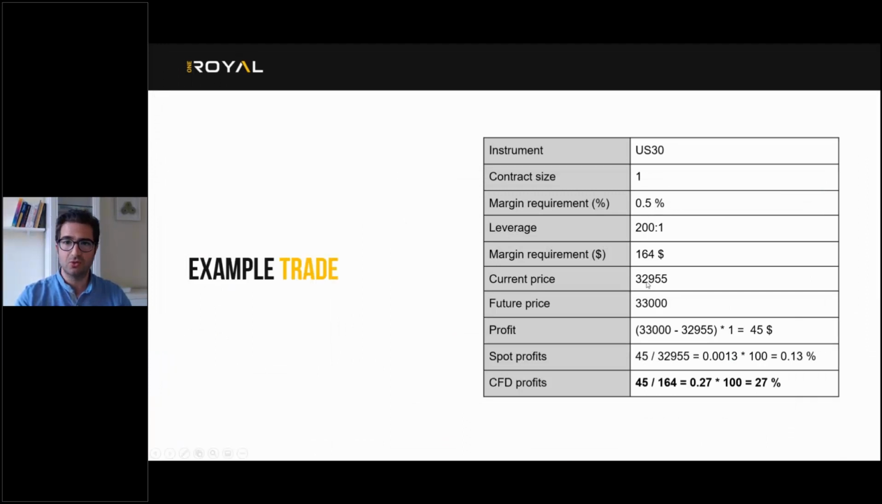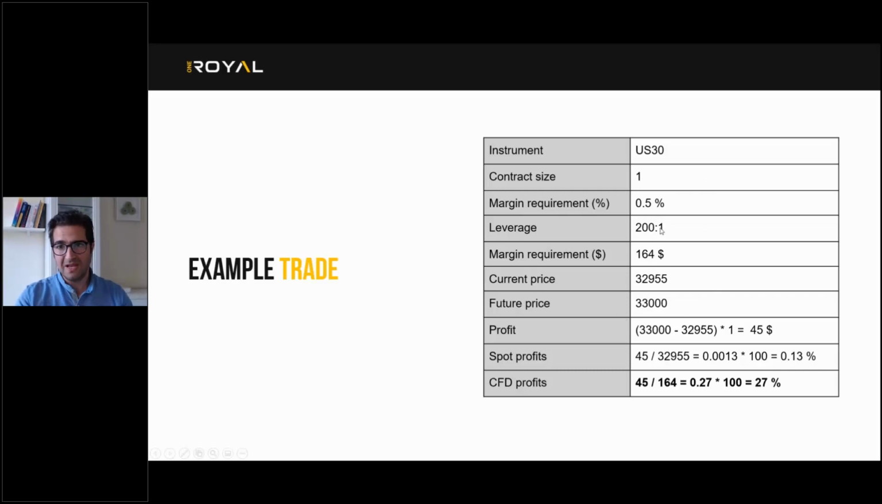0.5% of 32,955 is $164. This is what you should deposit, and then you will be able to buy this US30. So we are expecting that the market will go up, so we are long, and here it went up.